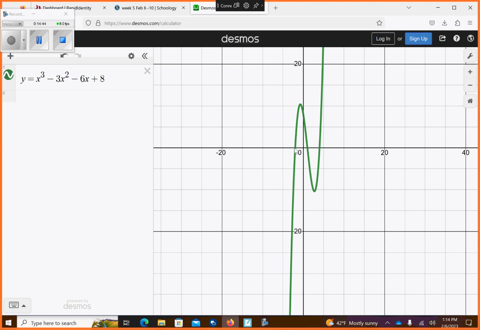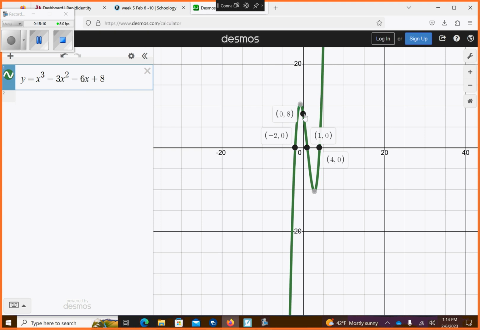There are going to be 3 x-intercepts, so I'm going to click here, here, and here. So my x-intercepts are at -2, 1, and 4. And then our y-intercept they also wanted. So 0, 8 is the y-intercept. Again, Desmos takes care of quite a bit of good stuff for you. Okay, so I think we labeled everything.